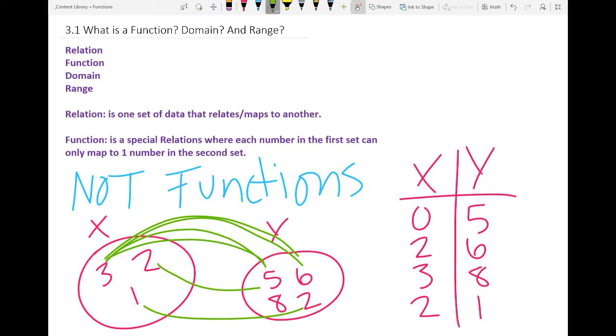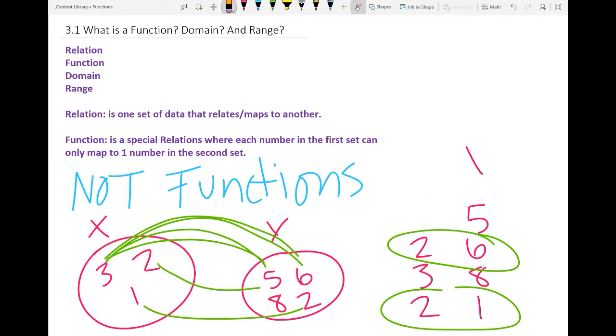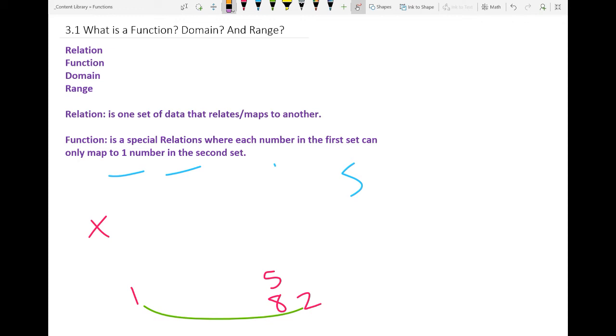Okay, so the problem here is the 2s. I have the same number going to 2 different numbers in the y. So these are not functions. Another example I kind of like to talk about is people and birthdays.